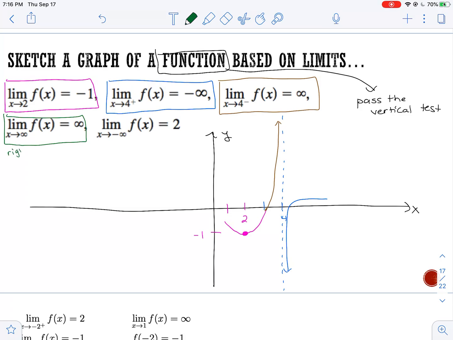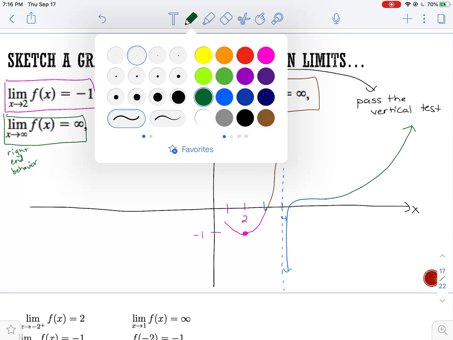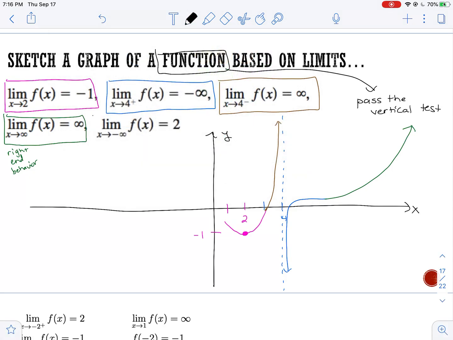Now let's look at our next piece. This is saying as x is getting closer and closer to positive infinity. So that's on the right side of the graph, so the right end behavior. What's my graph doing? It's saying that it's shooting up to positive infinity. So the right-hand side of my graph is going to be connected to this blue piece, and this is saying that the end behavior is positive infinity, so I'm just going to draw it so it's eventually shooting up to the sky to positive infinity.